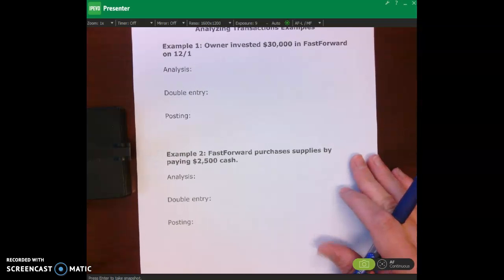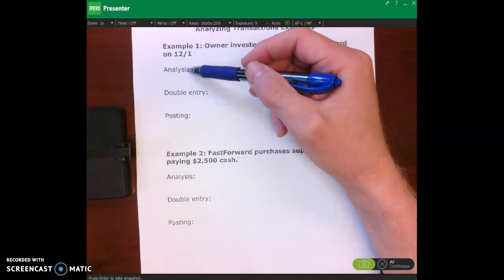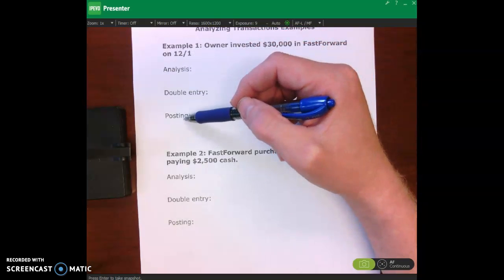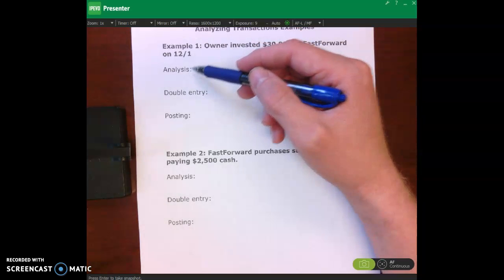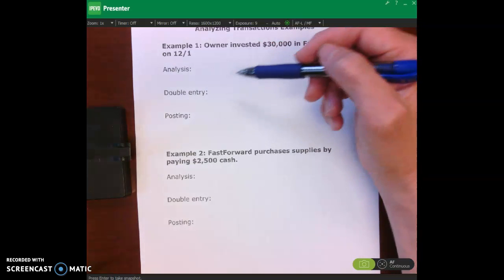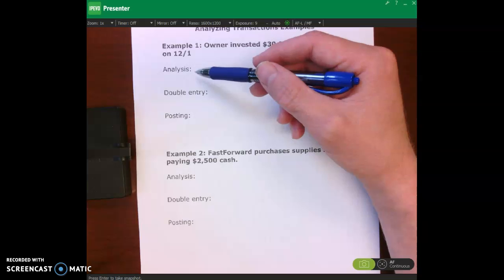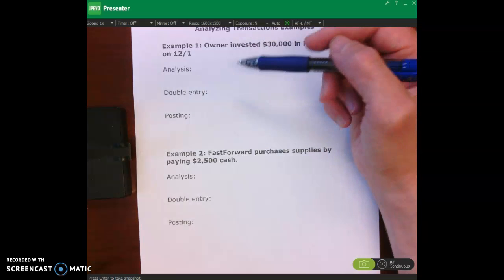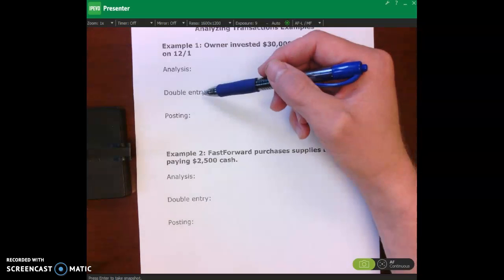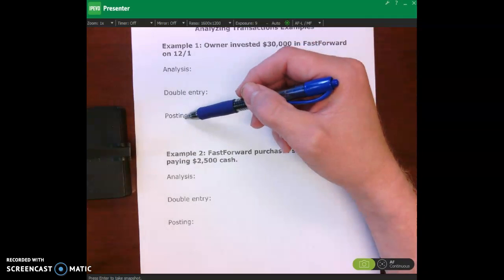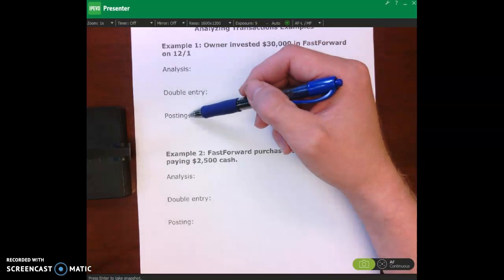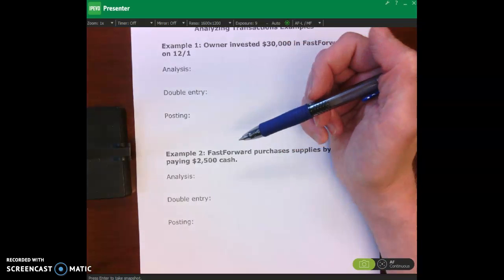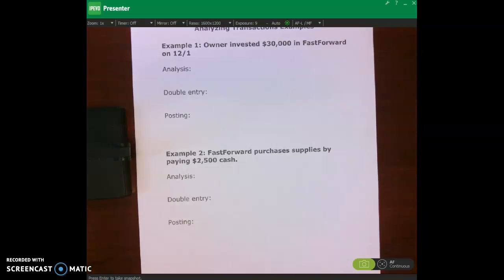Okay. So what I have right over here I have analysis, I have double entry, and then I have posting. When I talk about analysis, what I'm talking about is showing the accounting equation with the debits and credits overlaid on the accounting equation, and what parts of the accounting equation are going up, what parts are going down. And then the double entry, I mean doing the journal entry. Posting, what I mean is simulating posting from the journal entries to the general ledger. So with the posting here, we're going to do those T accounts. Okay. So let's look at the first one.